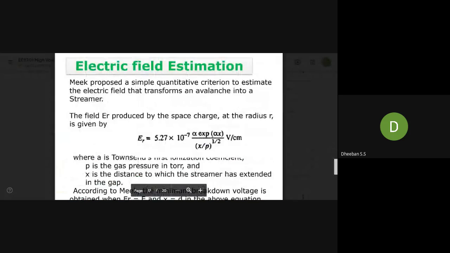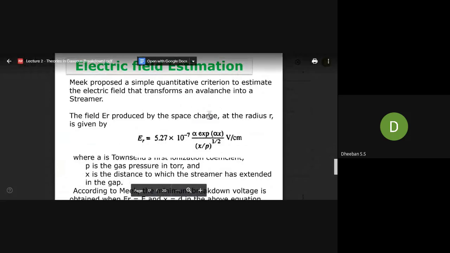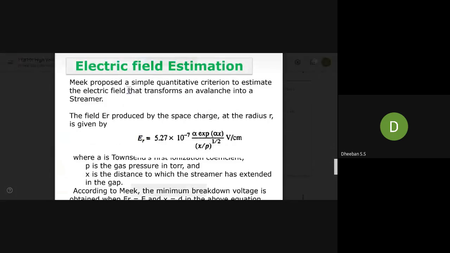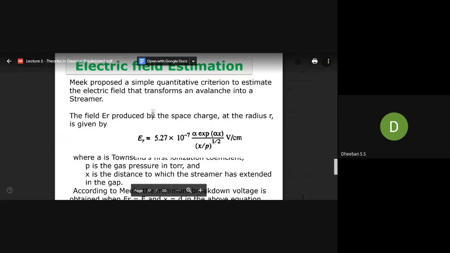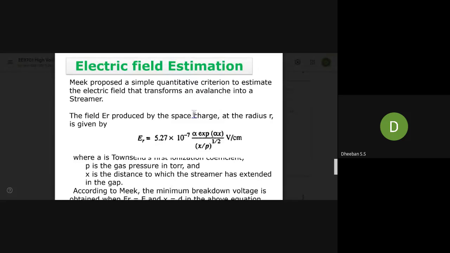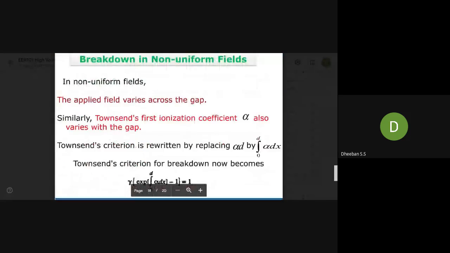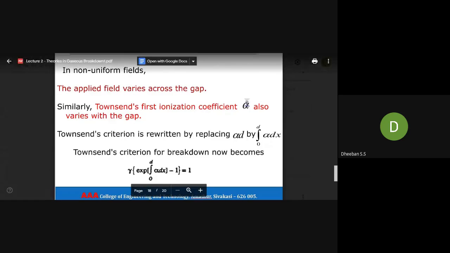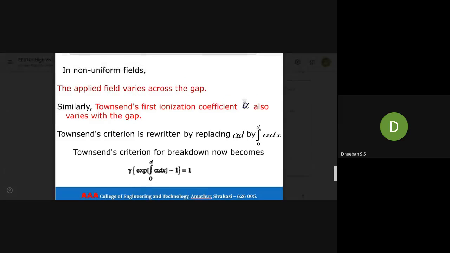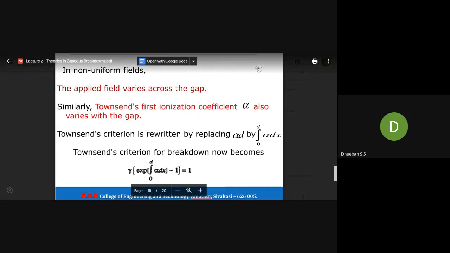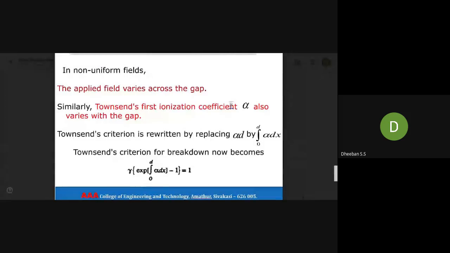So here, the other thing is electric field estimation. How they will be estimating is they'll be using this formula. Okay. You just have an idea about these formulas alone. Again, they will be going to the breakdown in non-uniform field. Okay. This alpha, in the previous slide we have seen about the alpha and the gamma. Those are nothing but your Townsend ionization coefficients. Okay, I'll explain about it when I take that up.